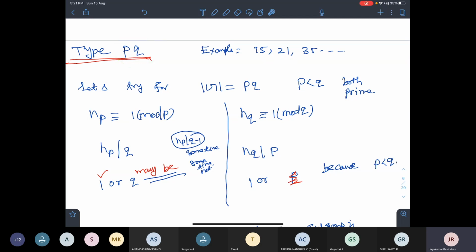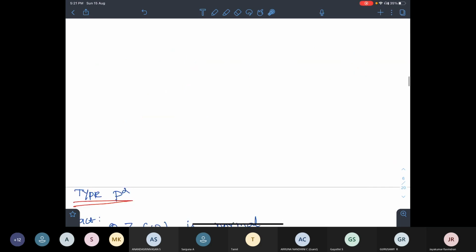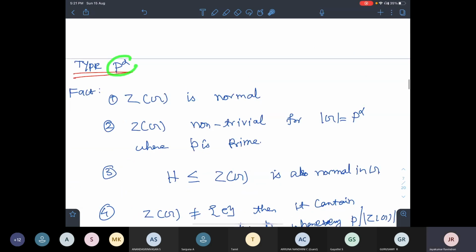Okay, now let's go. P power alpha type. P power alpha type means these are called P groups. A group is said to be a P group if the order is P power alpha, for some alpha greater than or equal to 1. Sometimes they include 0 also, according to the author's wish, but I always include greater than or equal to 1.